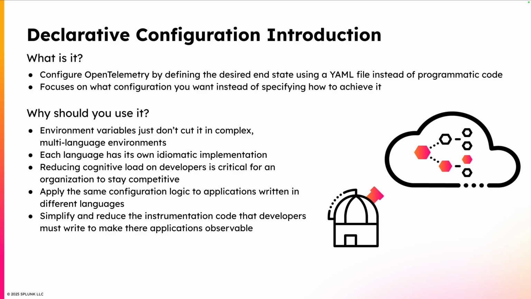The result of this is that declarative configuration significantly simplifies and reduces the amount of instrumentation code developers have to write. It provides development teams an easy on-ramp to integrate their organization's observability solution into their applications without writing extensive boilerplate code. Now that we've done a brief introduction, let's see declarative configuration in action.